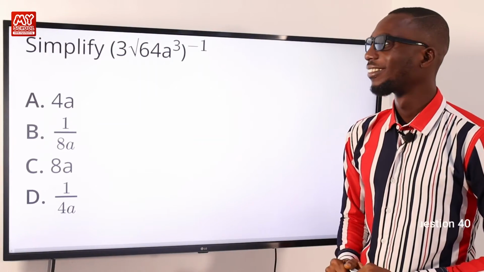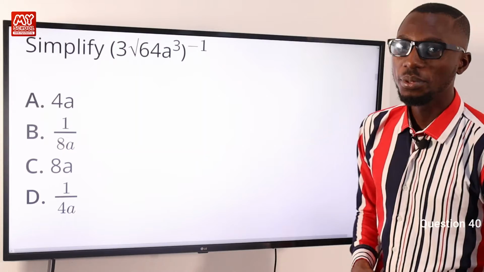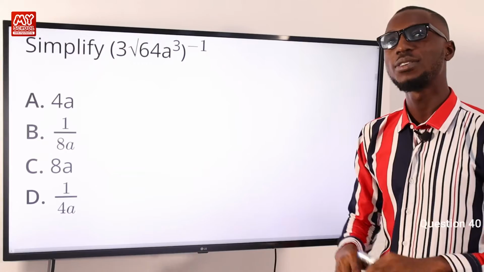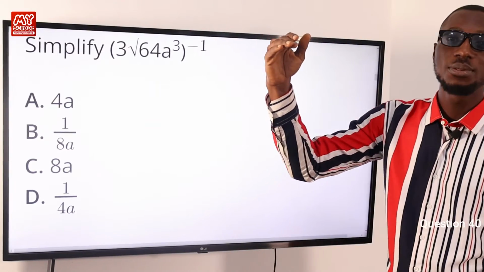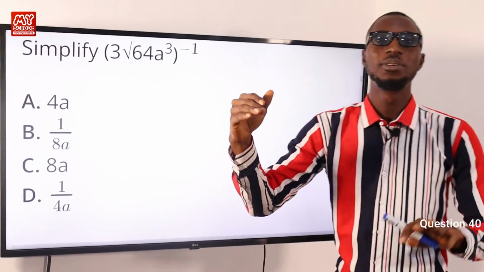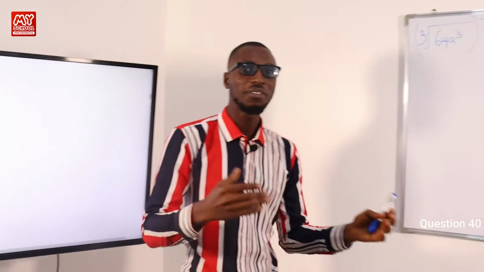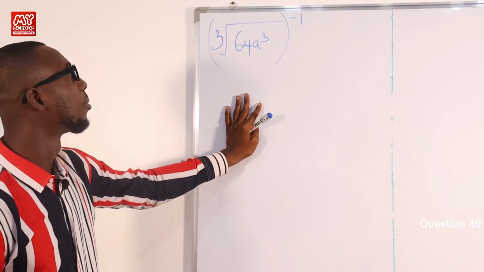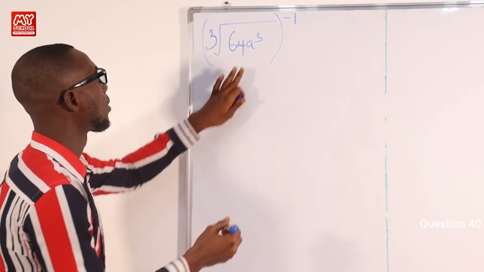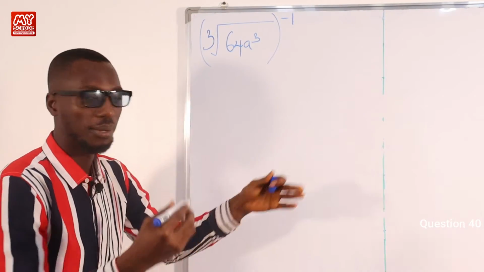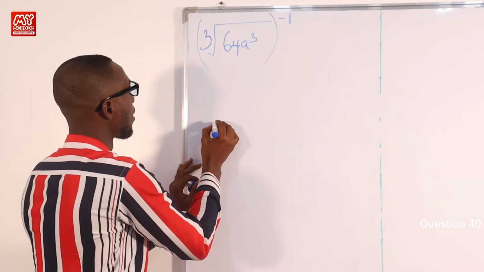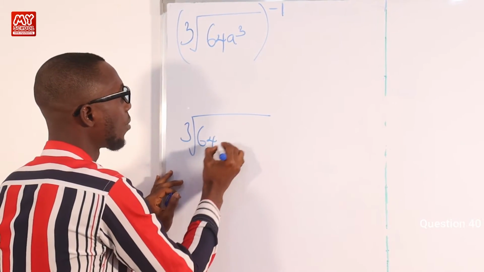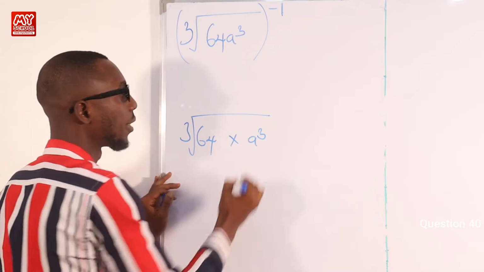Question 40. Simplify the cube root of 64a raised to power 3, everything enclosed in the brackets being raised to the power of minus 1. Okay, so now let's solve this question. The first thing we do is replicate the question here. So this implies the cube root of 64 times a raised to power 3.